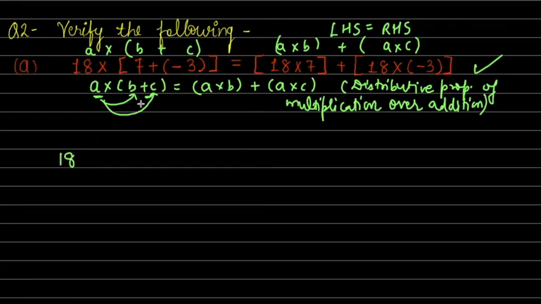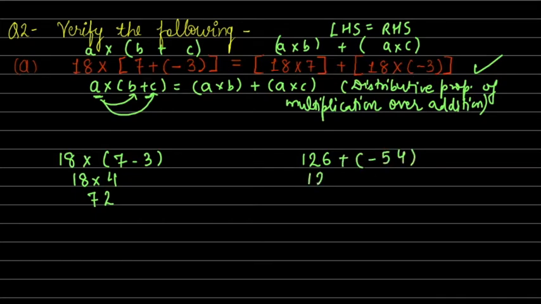18, if I write as it is, first thing we will solve the brackets, right? Into 7, if I open the bracket, this plus minus becomes minus 3, right? 18 into 7 minus 3, 4, this side is coming out 72. Now parallel to this, we will be doing the right hand side. 18 into 7, 18 sevens is how much? 126, and 18 into minus 3 will give me how much? Minus 54. If I open the bracket, 126 minus 54, 6 minus 4, 2, 12 minus 5 is 72.